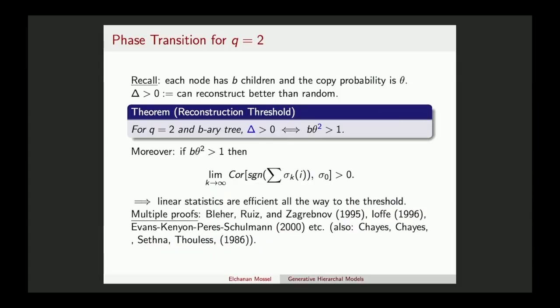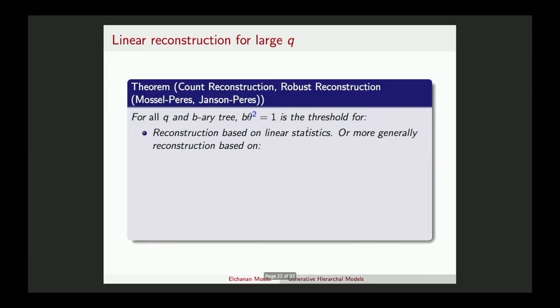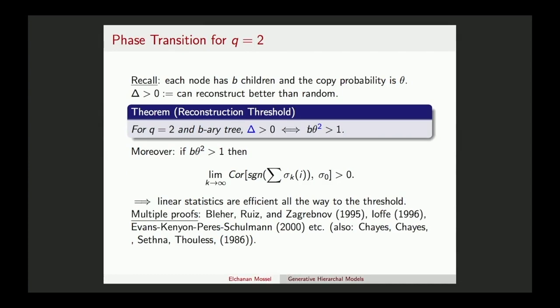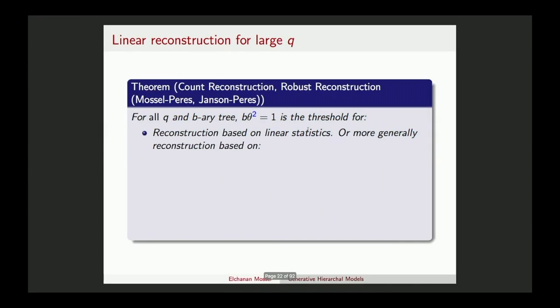Okay. Multiple proofs. I mean, this model was studied since the 70s in statistical physics. These are some of the names that were involved. The first paper is by Bleher, Ruiz, and Zagrebnov from the 90s, and it's related to this phase transition. A lot of interesting statistical physics. I won't really tell you too much about it. Okay, so this is Q equal 2, and as you feel, the interesting story will happen for large Q.